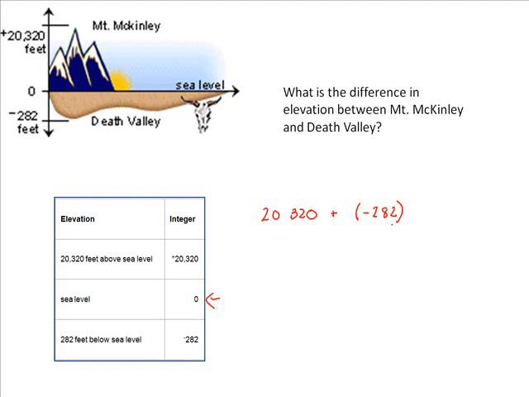Now, when I add integers with different signs, what I'm really going to do is subtract the integers and give my answer the same sign as the larger number had. So in this case, the larger number is 20,320. It's positive. So my answer is going to be positive. What I need to do is take that 20,320 and subtract 282 from it. So I get an answer of 20,038 feet. The difference in elevation between Mount McKinley and Death Valley is 20,038 feet.